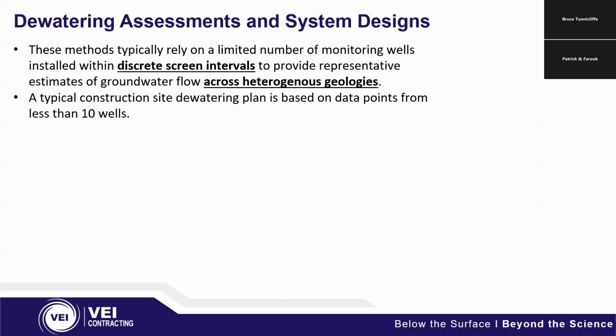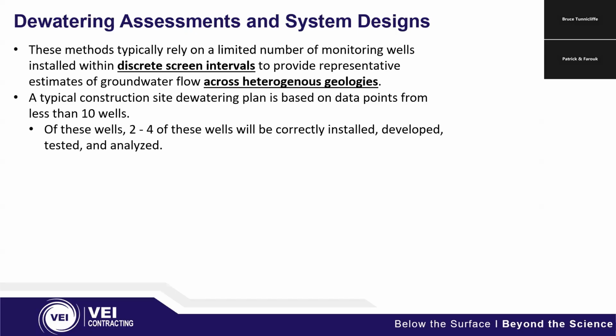A typical construction dewatering site, the planning for it relies on data points that are pulled from 10 wells. So they'll look at the up to 10 wells that they have on site, and they'll look at the water levels and evaluate the geology that way. Of those wells, typically it's 2 to 4 of those wells that will be correctly installed, developed, tested, and analyzed as part of their analysis.